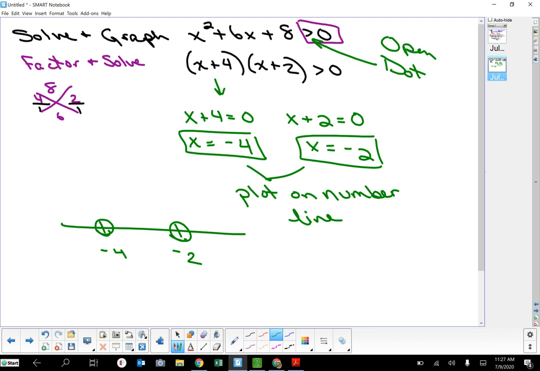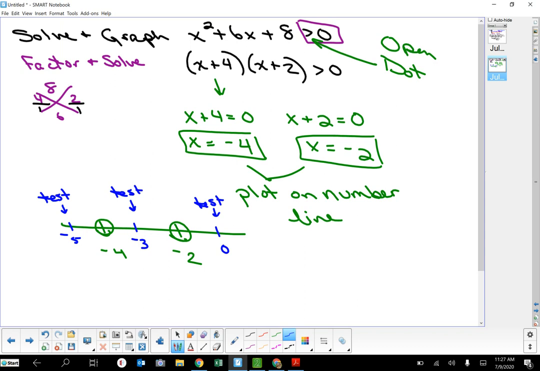Well, now you need to test a value in each interval, essentially. So we're going to test something in here, test something in here, and test something in here. And if it's true, you're going to shade that area, and if it's false, you're not. So I'm going to actually test -5. -3 is the only whole number between those two. And then I'm just going to do 0 over here.